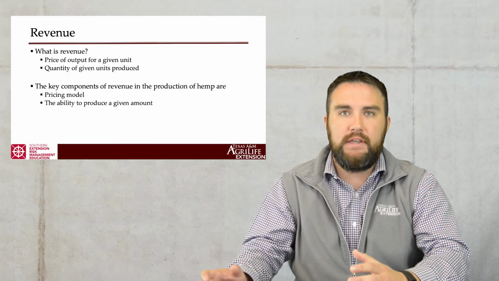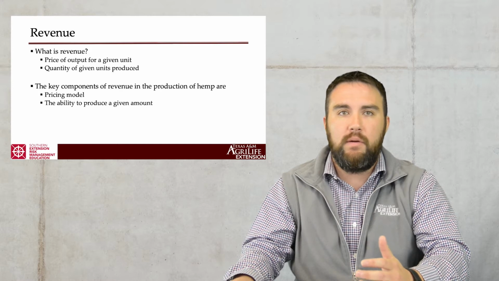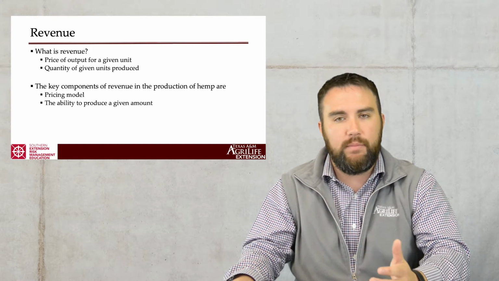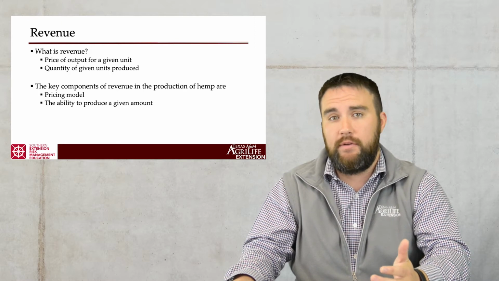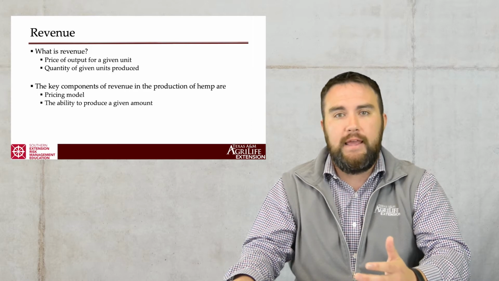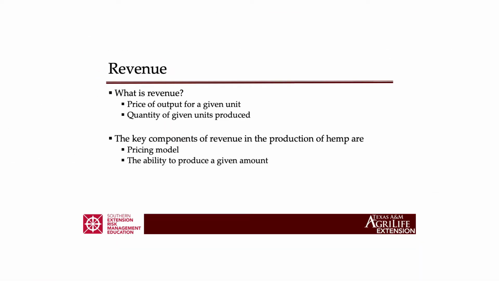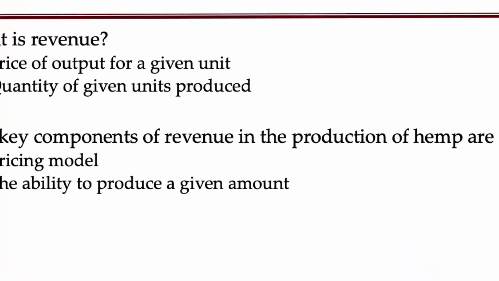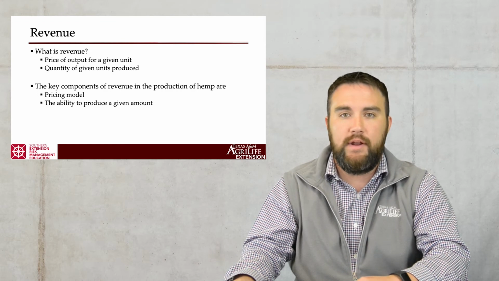So the key components, again, of revenue in the production of hemp are what is our pricing model, and then we want to know our ability to produce a given amount. Those different products are priced in different ways. In particular, CBD has a unique pricing model that we'll talk about in another segment. But grain and fiber are typically just priced on weight, like many of our other commodities. The ability to produce a given amount of hemp is one of the key variables in hemp production. It is a new product, and the agronomics are not quite well fleshed out yet. And so understanding how much hemp you're going to produce on a given acre of land is one of the key variables when we talk about generating revenue and also cost.